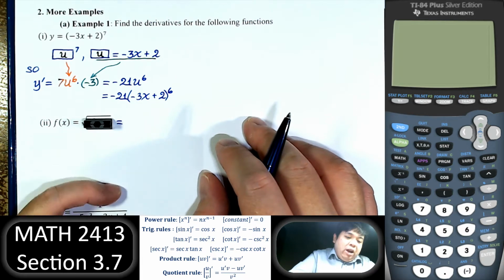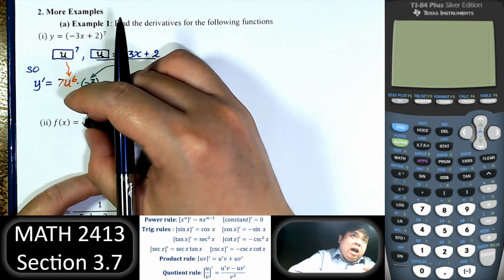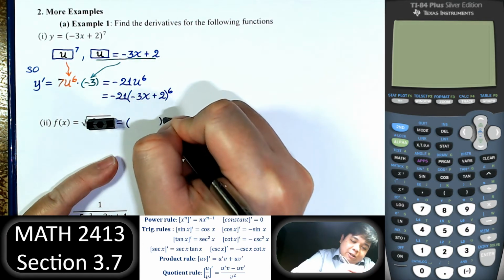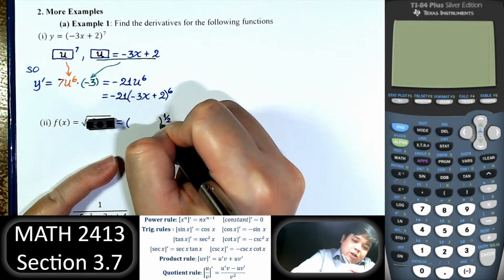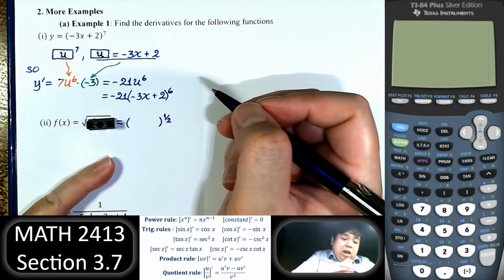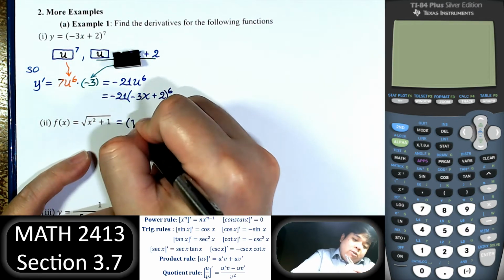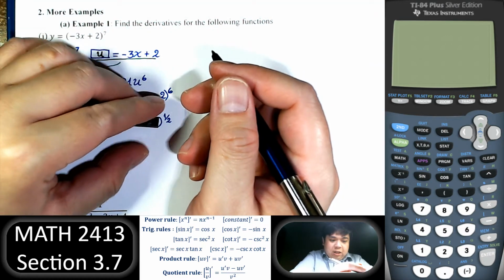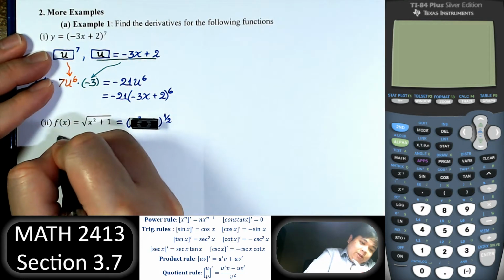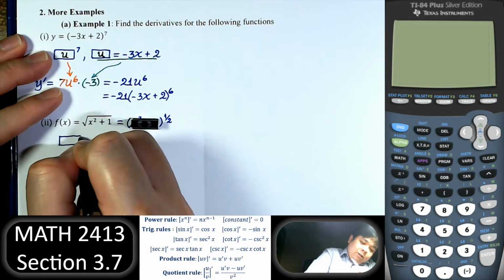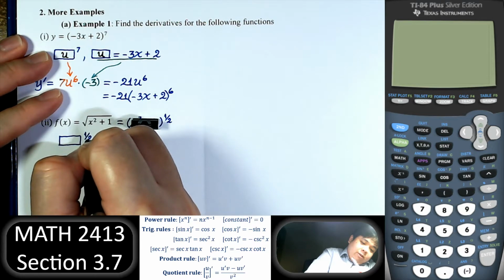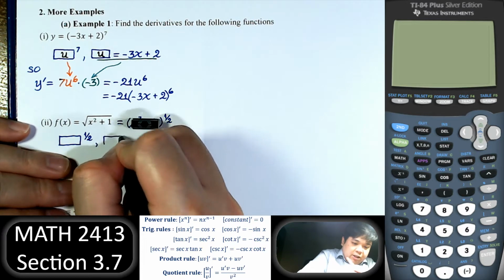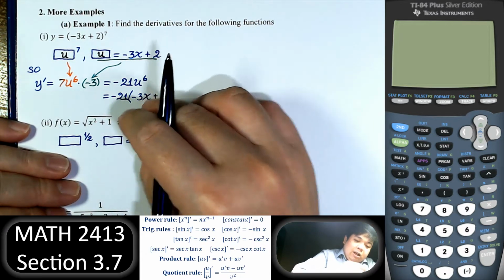But usually when we have the square root, it would be better if we write that as power 1/2, because later on we use the power rule. That would be a little more convenient. The box is x squared plus 1. So now let's decompose that. We have a box to the 1/2, and then the box itself is x squared plus 1.